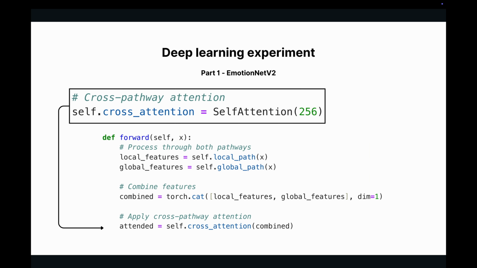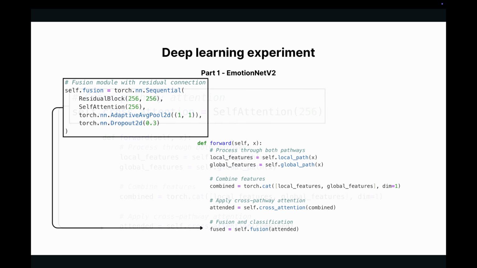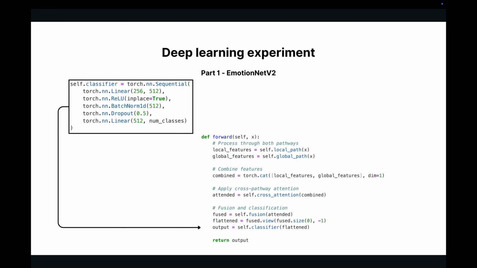The cross-pathway attention weighs the local features in context of global features, and vice versa, leading to a more integrated representation. The fusion module prepares the combined features for classification, with a residual block to further process them, self-attention to weigh the features afterwards, and an adaptive average pool 2D to reduce the dimensions to a single value, producing a feature vector. We also have a dropout 2D to prevent overfitting. Finally, the classifier maps the feature vector to the emotion class.